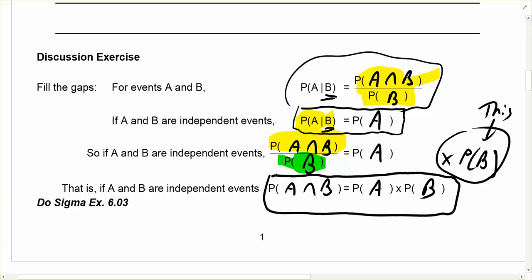That is, if A and B are independent events, then the probability of A and B is going to be equal to the probability of A times the probability of B. If that formula doesn't work, in other words, if multiplying the probabilities of A and B doesn't give you the probability of A and B, then it means the events are not independent.